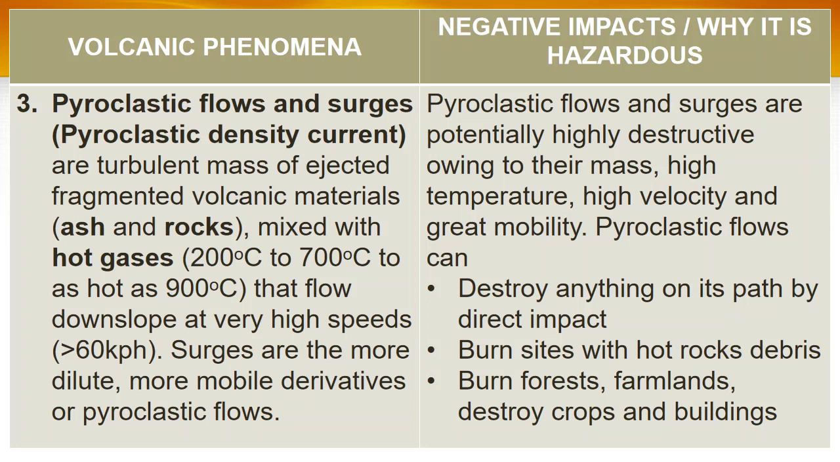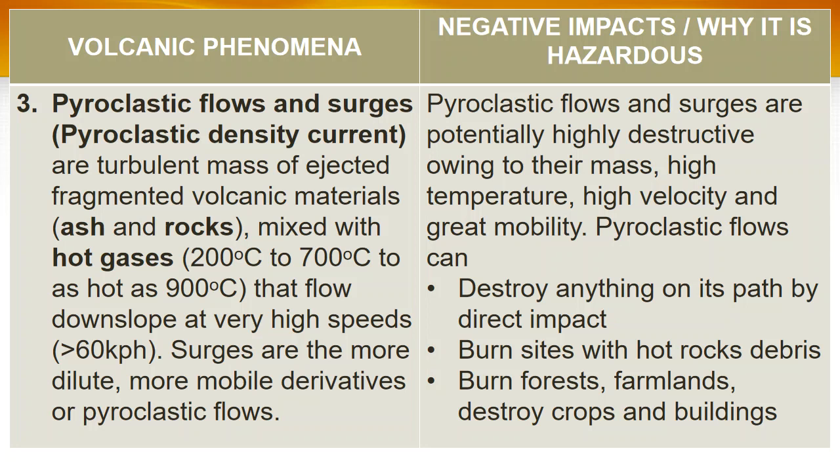So the third volcanic hazard is the pyroclastic flows and surges, or the pyroclastic density current. These are turbulent masses of ejected fragmented volcanic materials like ash and rocks mixed with hot gases. These hot gases may be 200 degrees Celsius up to 700 degrees Celsius, to as hot as 900 degrees Celsius. So these materials flow downslope at very high speeds, which is greater than 600 km per hour.